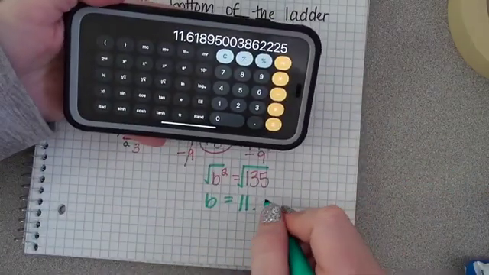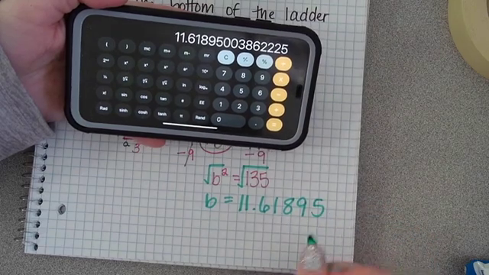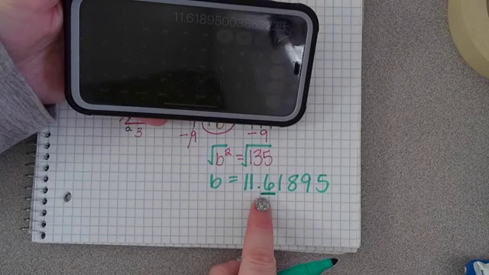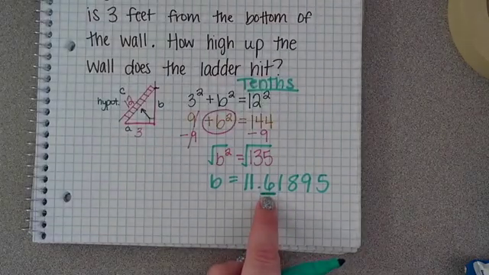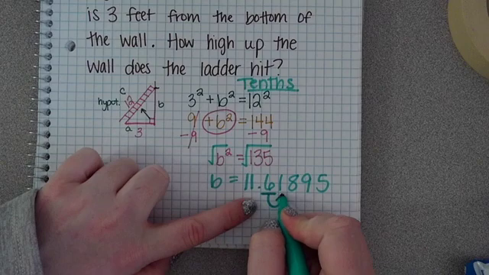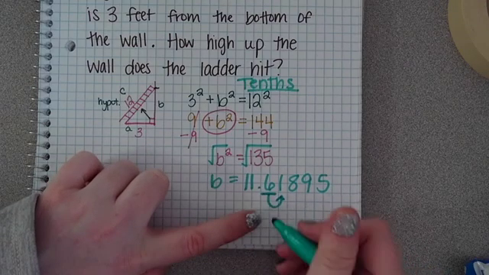So 11.61895, and I'm going to stop there. So tenths place. So that's only 1 decimal, so I like to underline the number of decimals I need. So in this case it's 6. You look at the next number. What does that 1 make the 6 do? Does it round up or does it stay the same?